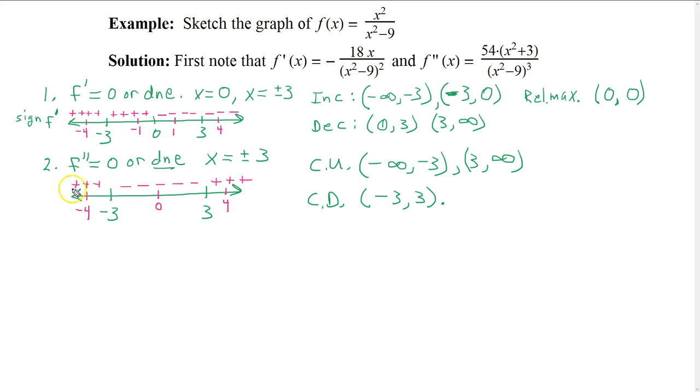Well, we do see that we have a change in concavity occurring at negative 3. However, as we'll see, at -3 our function is not defined, right? That's actually going to be where we have a vertical asymptote. So -3 does not represent where we have an inflection point because the function is not defined at -3. The same thing at +3. We have a change in concavity, but our function is not defined at 3, so we don't have an inflection point there either. So we have no inflection points.